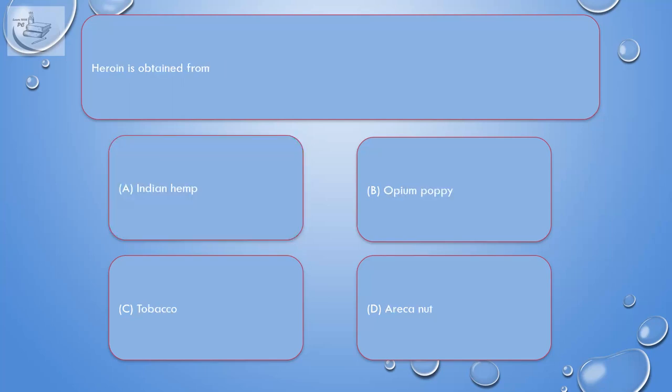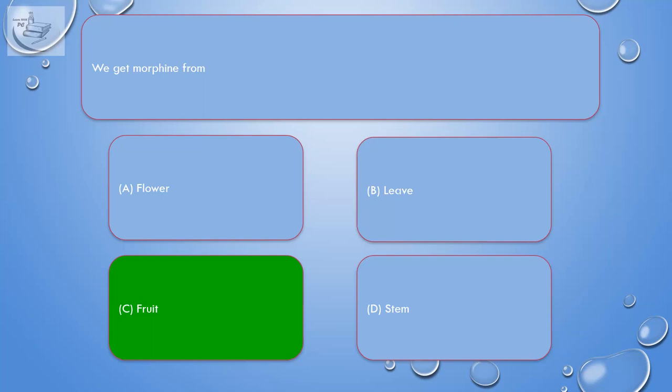Question: heroin is obtained from A. Indian hemp, B. opium poppy, C. tobacco, D. areca nut. Correct answer is B. opium poppy. Question: we get morphine from A. flower, B. leaf, C. fruit, D. stem. Correct answer is C. fruit.